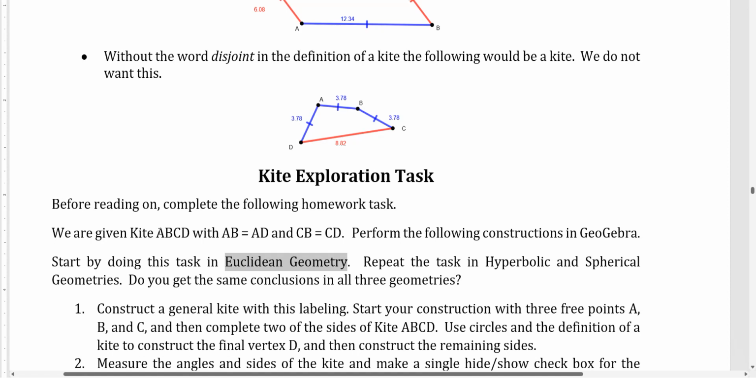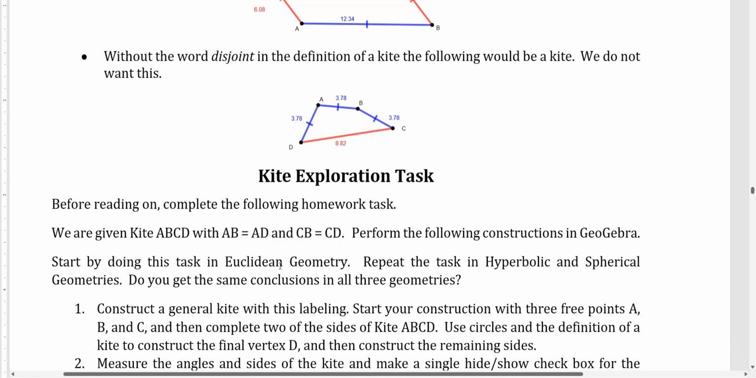Okay, so start with a kite ABCD, and we want sides AB and AD to be congruent, to be the same length, AB and AD. And then we also want sides CB and CD to be equal length or congruent. Okay, here I've set it in terms of the lengths, or I could have set it in terms of congruent sides. Okay, so perform this thing.